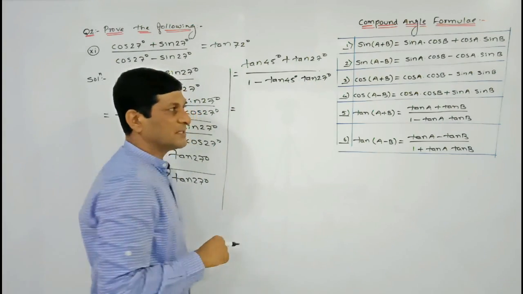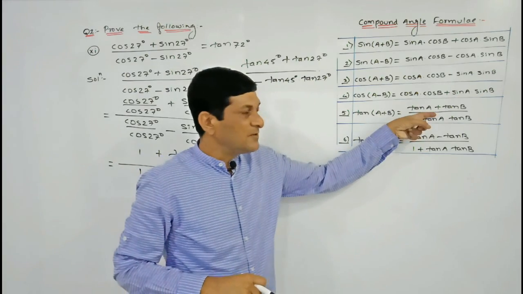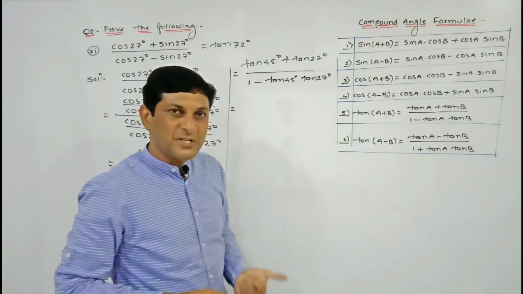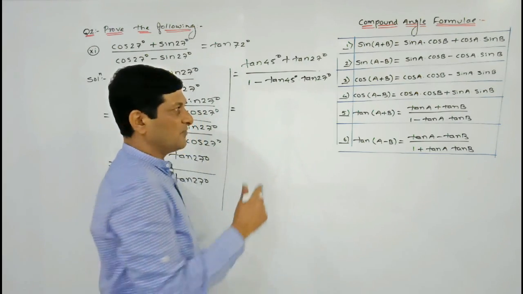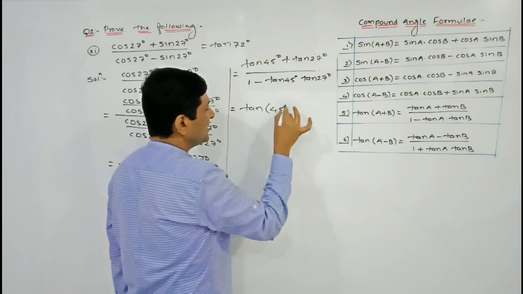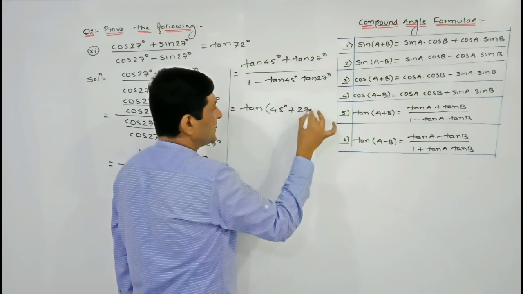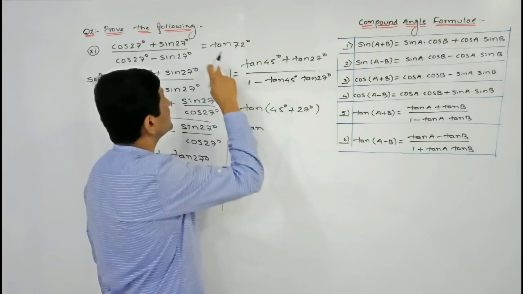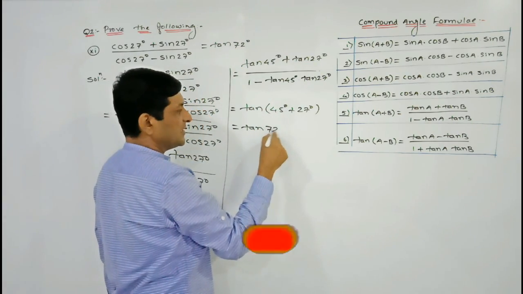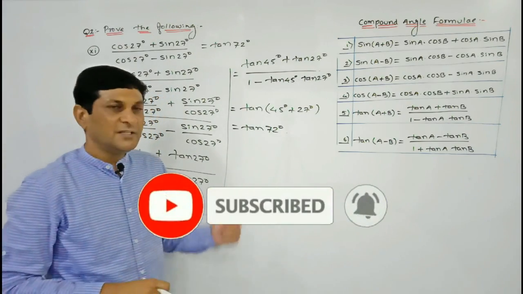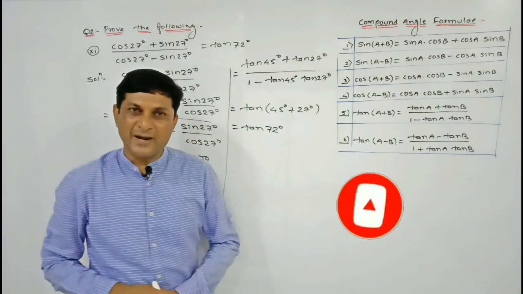Now if you observe, the terms are exactly in the form of this formula, and this term can be replaced by what? Tan(A plus B) according to the compound angle formula. So its value will be equal to tan A, which is 45 degrees, plus B, which is 27 degrees. So it is equal to tan, keep it as it is, 45 plus 27 will be equal to what? 72 degrees. Check that addition, you are getting the same result or not. In this way we have got our required result.